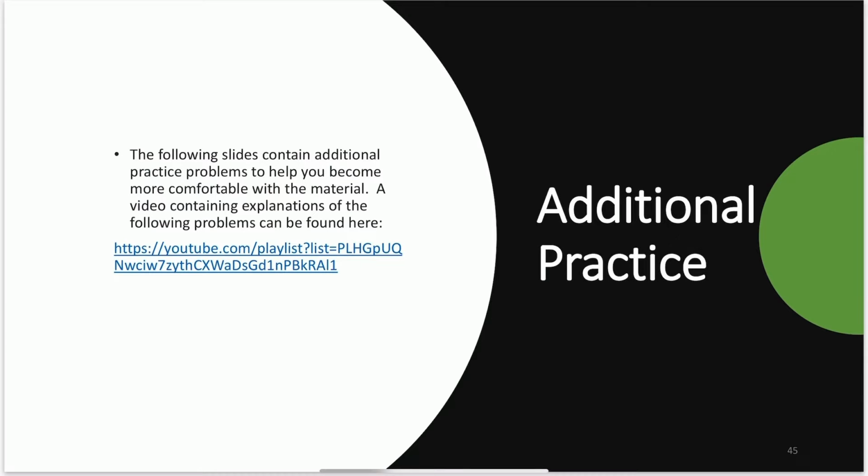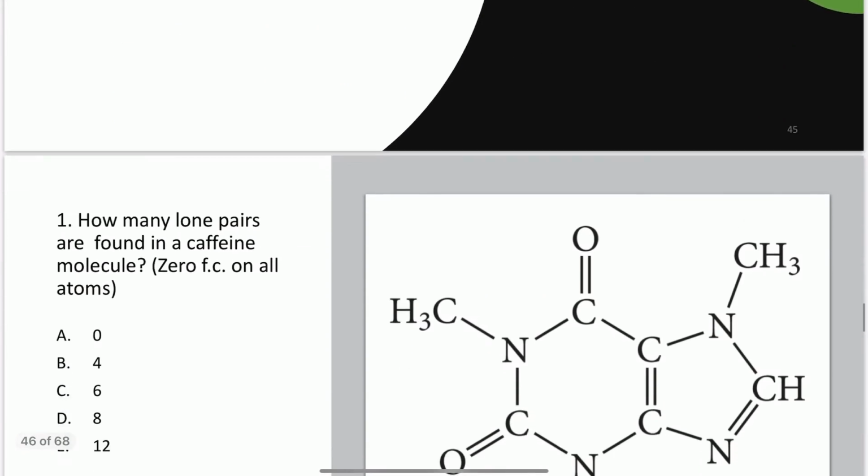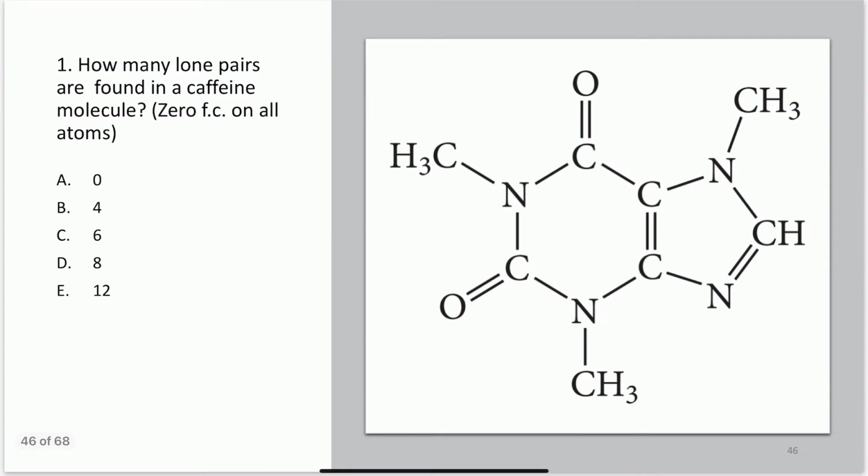Okay, you're on to the additional practice for Chapter 10. Number 1. How many lone pairs are found in a caffeine molecule? Assume that there is 0 formal charge on all atoms. Not even assume, there really is. There's 0 formal charge on all atoms. So how many lone pairs do I have?